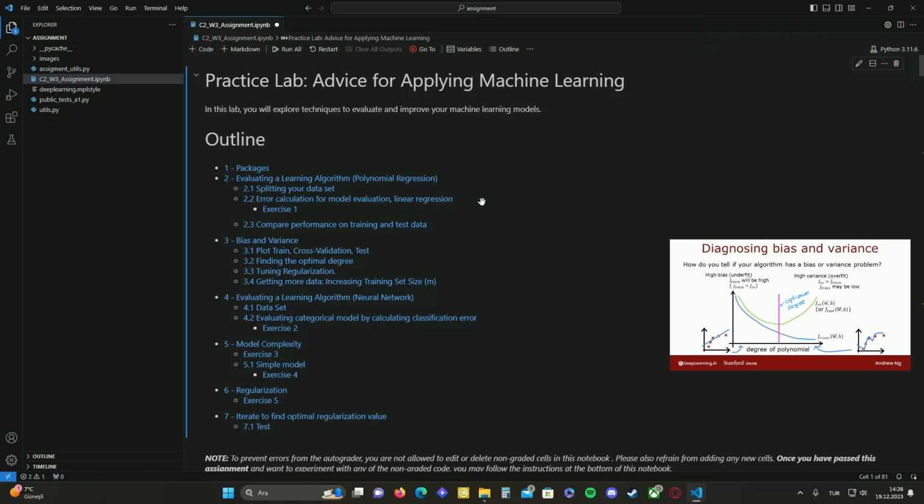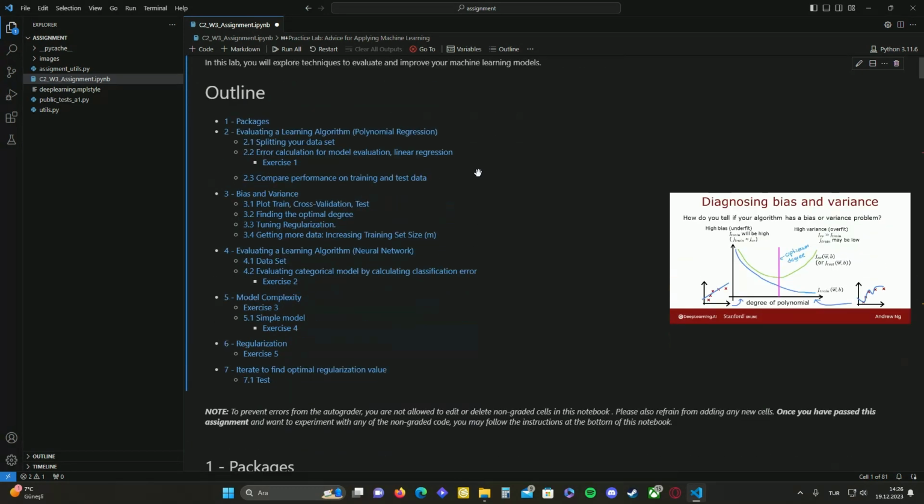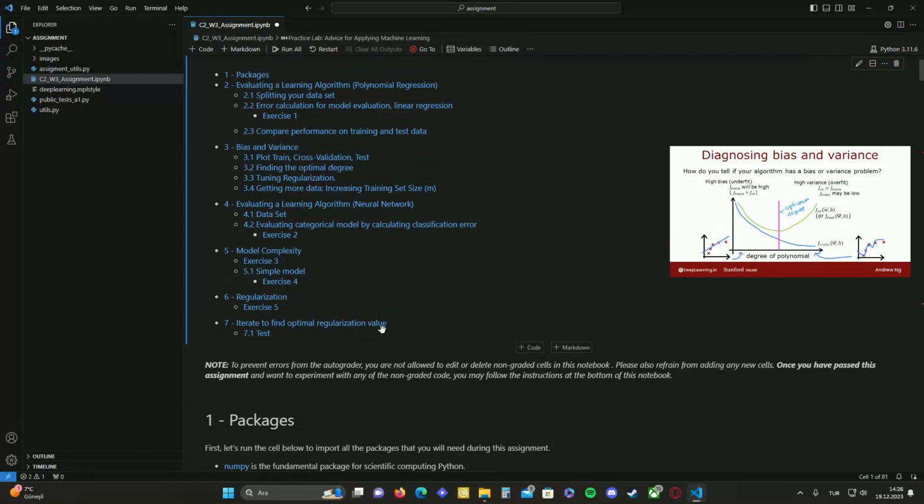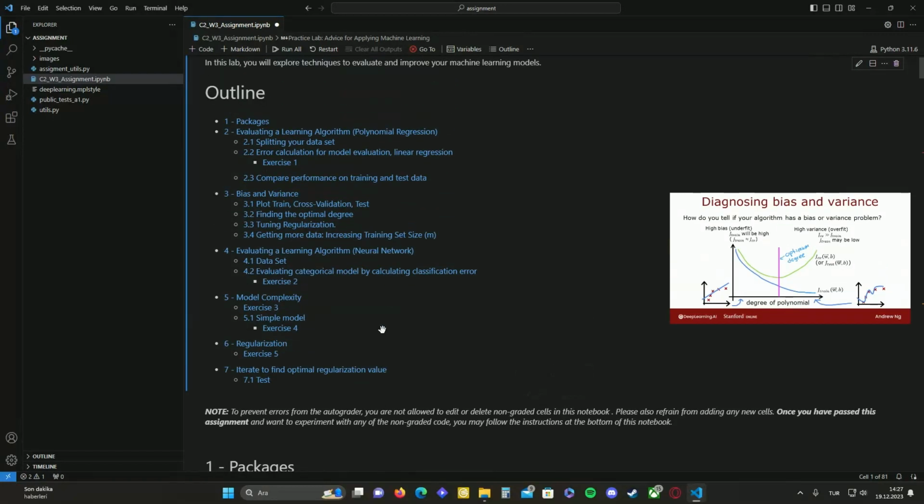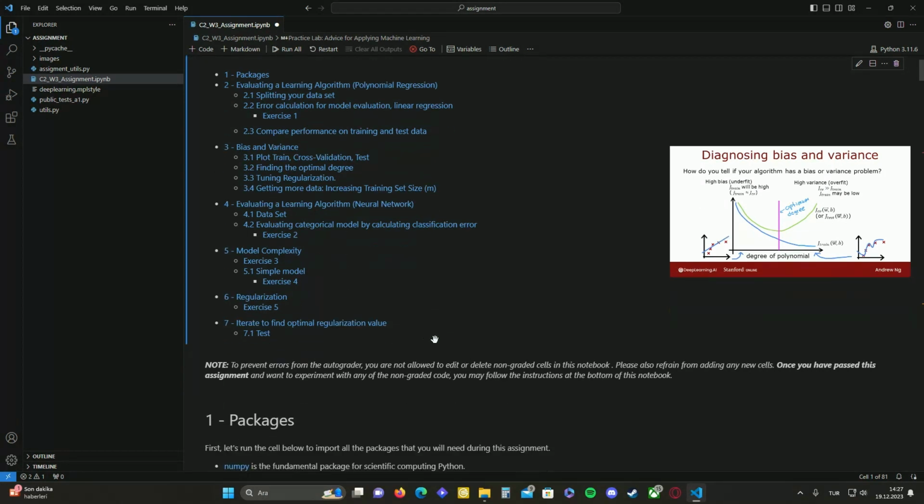In this practice lab, we will explore techniques to evaluate and improve machine learning models. Here's the outline: packages, evaluating a learning algorithm, polynomial regression, bias and variance, evaluating a learning algorithm, neural network, model complexity, regularization, and iterate to find optimal value.